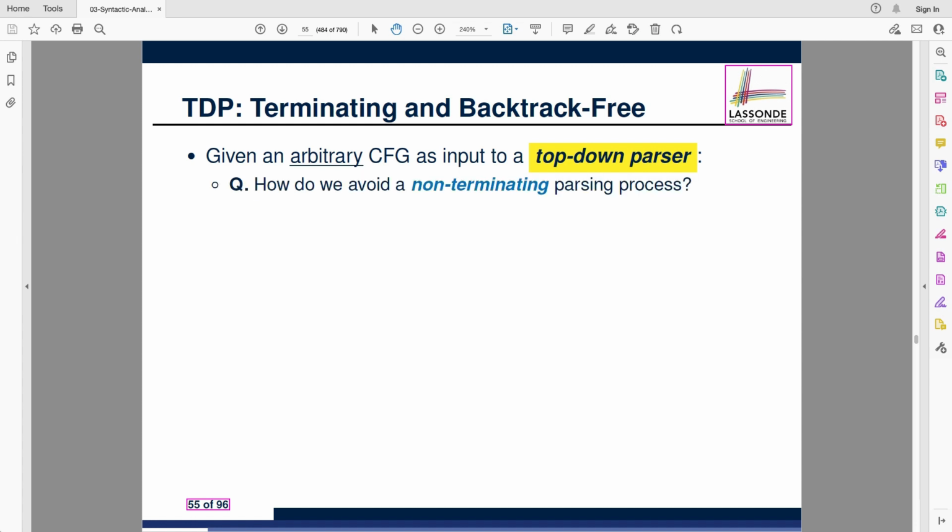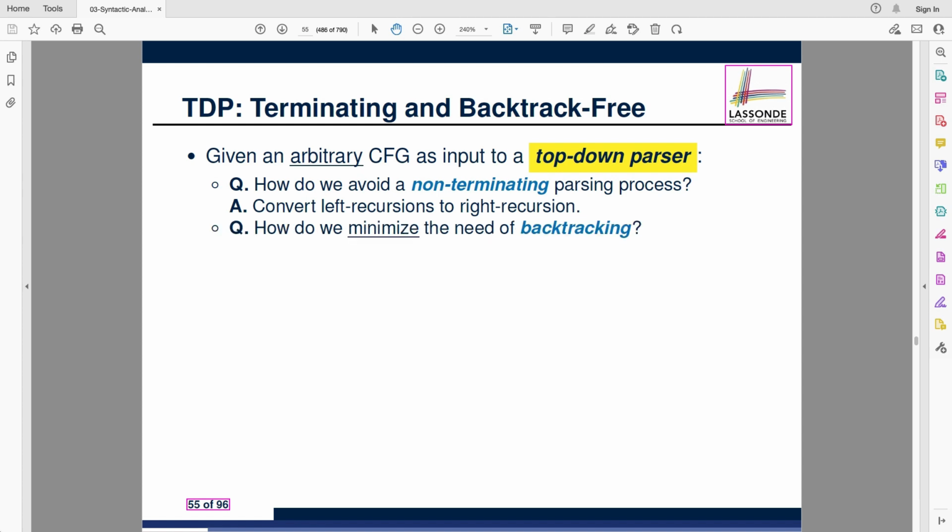Question for you guys. How do we avoid non-termination for a top-down parser? What does the input need to satisfy? What kind of property do we need? If you guys remember. Colleen, do you seem to remember? Absolutely. Thank you so much. If it's left recursive, you've got to remove it, convert that into right recursive. Thank you. And the next question would be, how can we minimize backtracking or remove the backtracking?